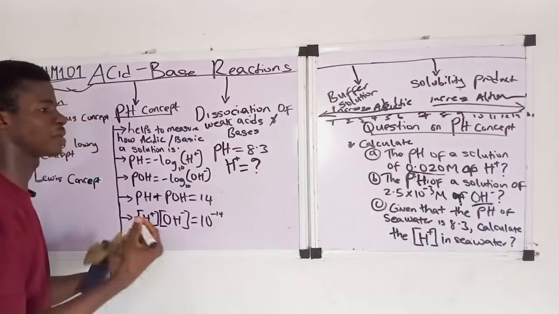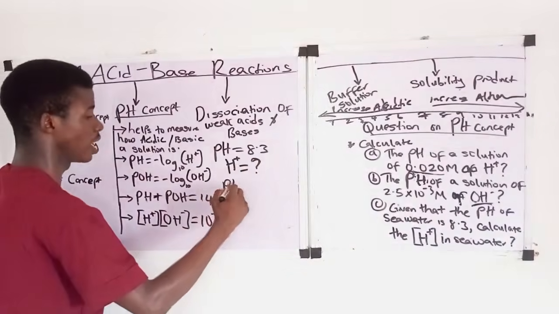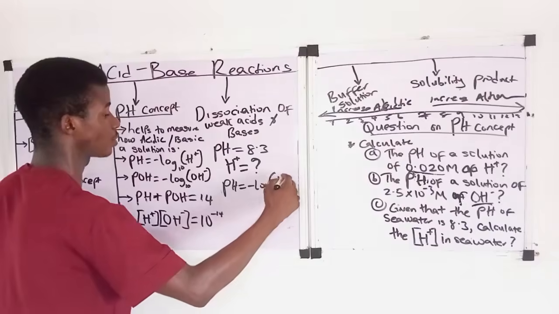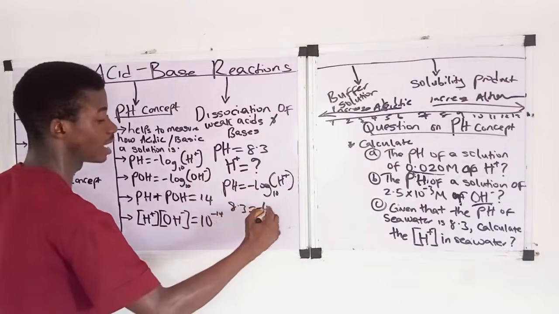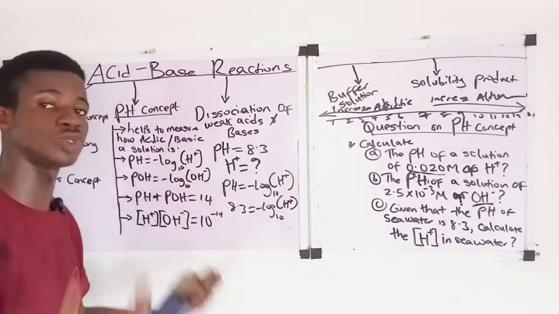They ask us to look for hydrogen ion concentration, which is very easy. Remember, pH is equal to negative log base 10 of what? Hydrogen ion concentration, right? Now our pH is 8.3, and they're asking us to look for H plus. So how are we going to do it?